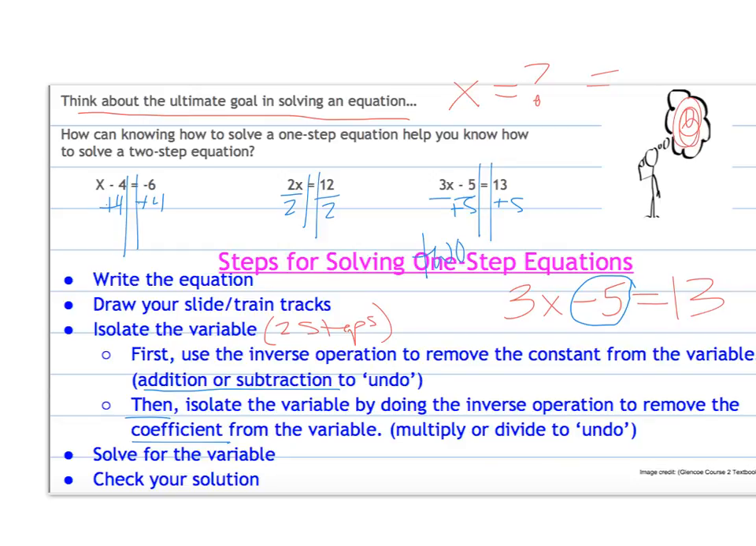So after we move that over, we would have 3x equals 18. We're back to a one-step. We undo multiplication with division and we divide by 3. Okay, so that's us solving for the variable. And then again, we'd plug x back in to check our solution. So these are your steps. You can do it. Let's try some.